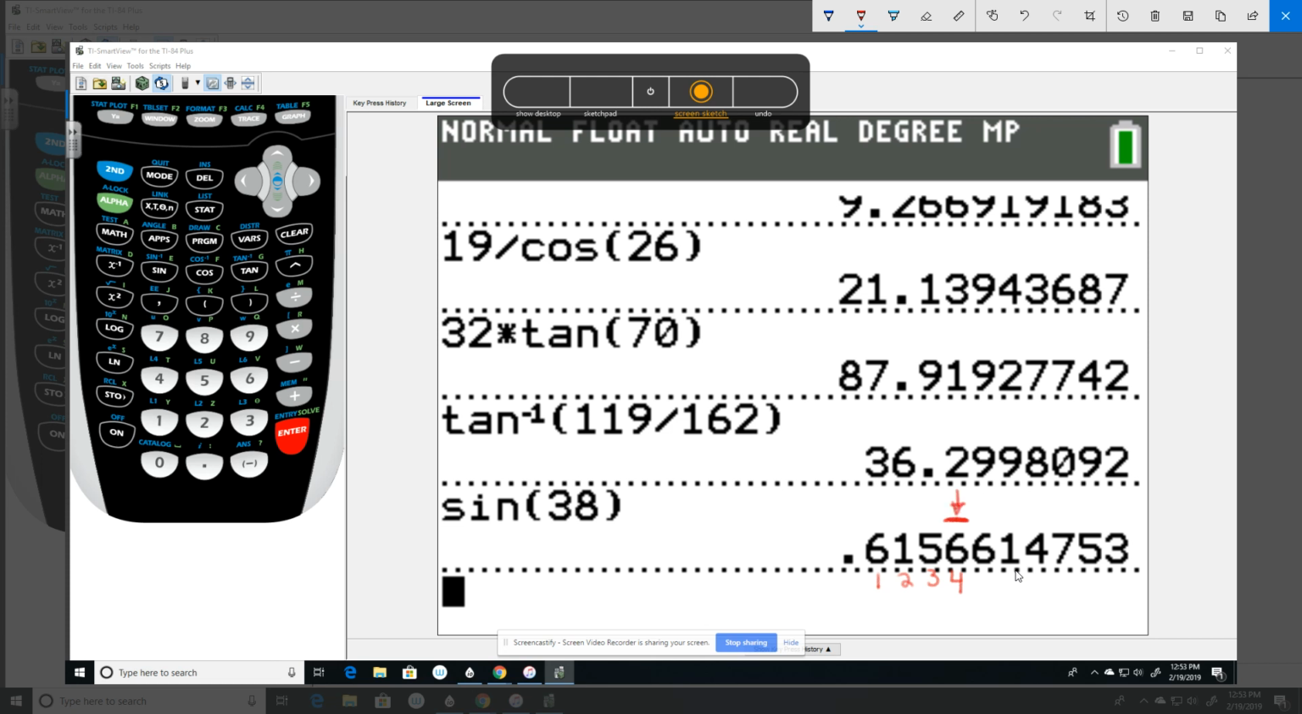So looking at the number after it is a 6. That means that I round up. I'm going to take this value and round it up to a 7. So my answer is going to be 0.6157.